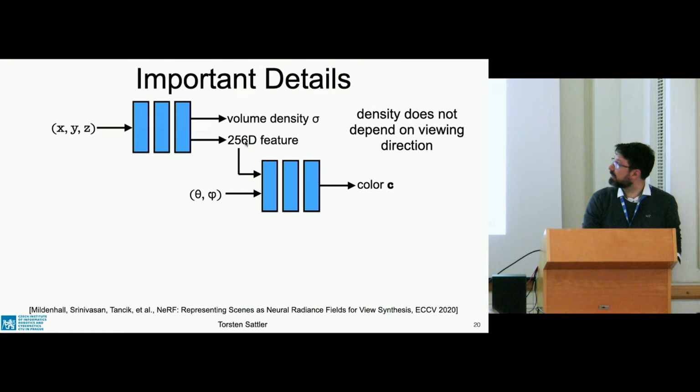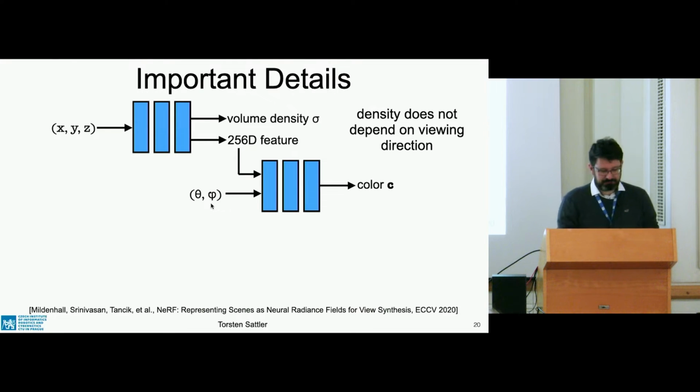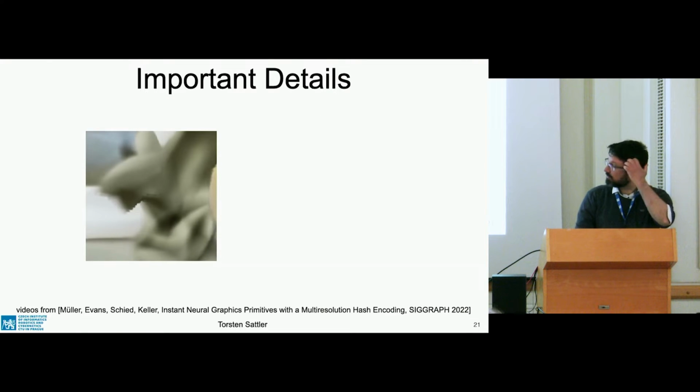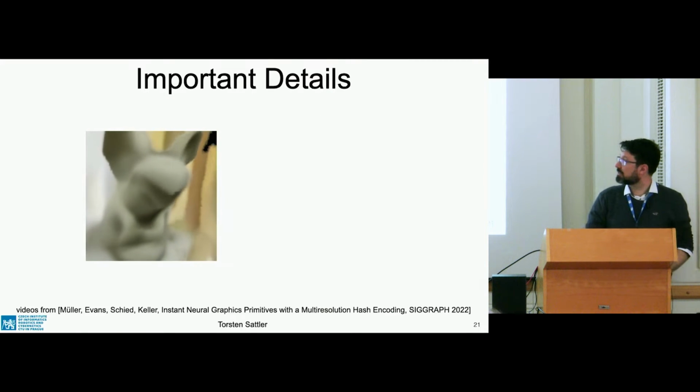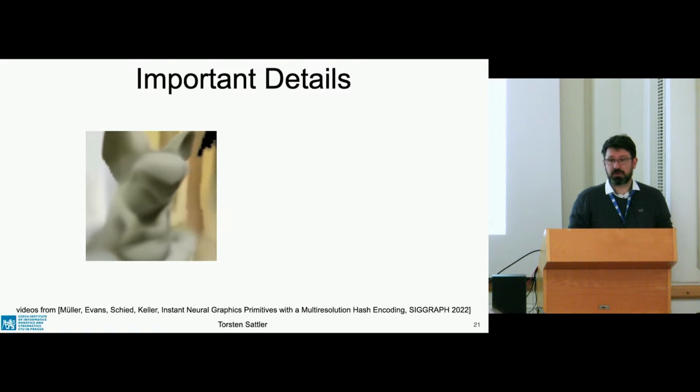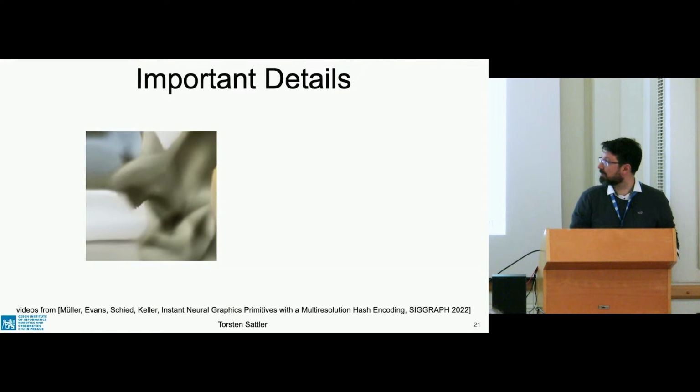And you would then take essentially the volume density, this feature vector, and the viewing direction of the ray as input to a second network that then predicts the color. If you do all these tricks and you try to train a NeRF, you'll get something that looks something like this, which is not very appealing, right? So what has gone wrong here?